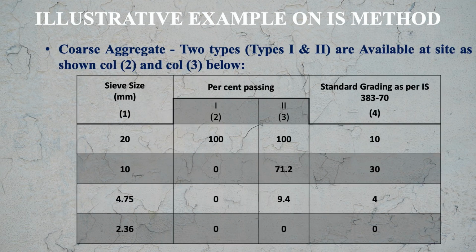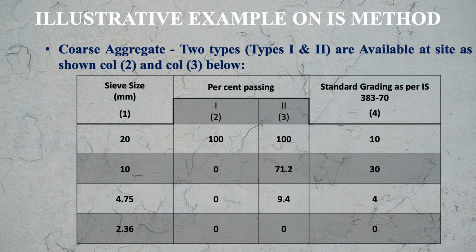Coarse aggregate is of 2 types, type 1 and type 2, available at site as shown in column 2 and column 3 here. The sieve size 20 mm: the percentage passing for type 1 aggregate is 100%, for type 2 it is 100%. Standard grading as per IS 383 is given. Sieve size 10 mm: the percentage passing is 0 for type 1 and 71.2 for type 2.